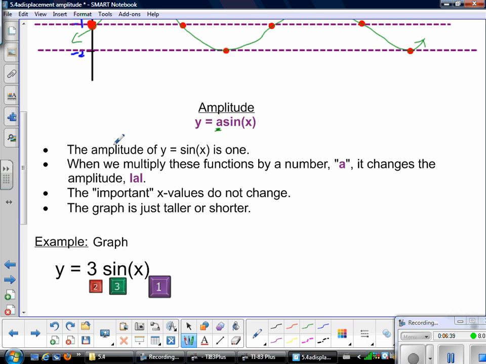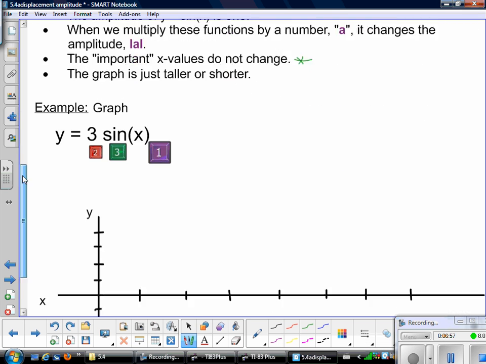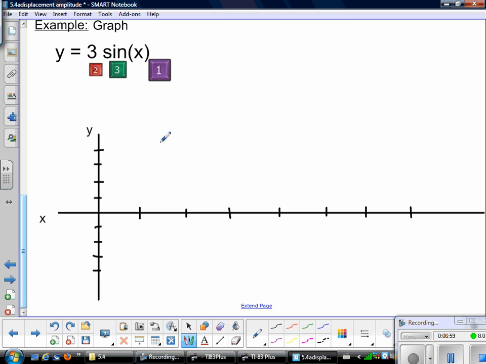We just did that. When we multiply these values by a number, a, whatever number is there, it changes the amplitude. Again, the important x values do not change. The graph is just taller or shorter. So again, same kind of idea: we are going to look at the end. You can see there's nothing there, so I don't need to put a dotted line. I need to put a few numbers here again, so I'm just going to pause and put that. You don't need to watch me do that.